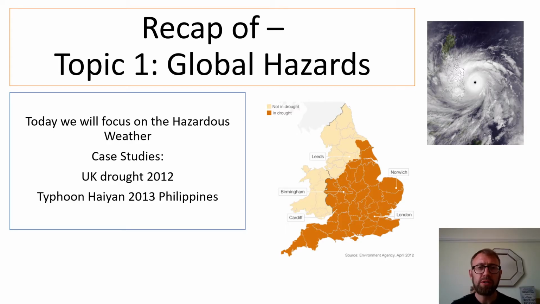This week we're going to be focusing on the global hazards case studies. So my last video was about the content. This is about the two case studies that come up in the hazardous weather section of global hazards. So our two case studies that we're going to be looking at today are the UK drought in 2012 and Typhoon Haiyan in 2013 in the Philippines.